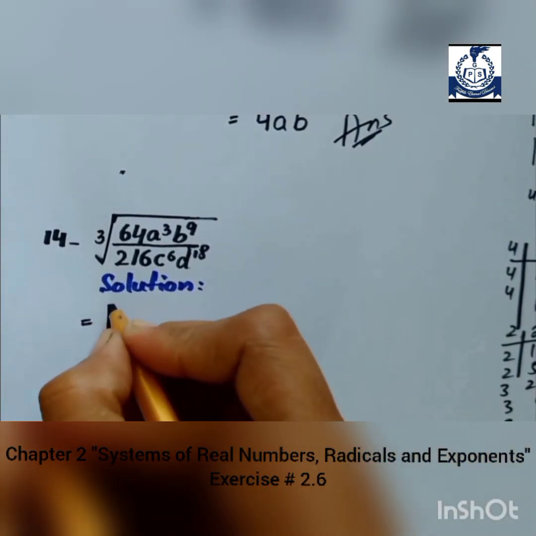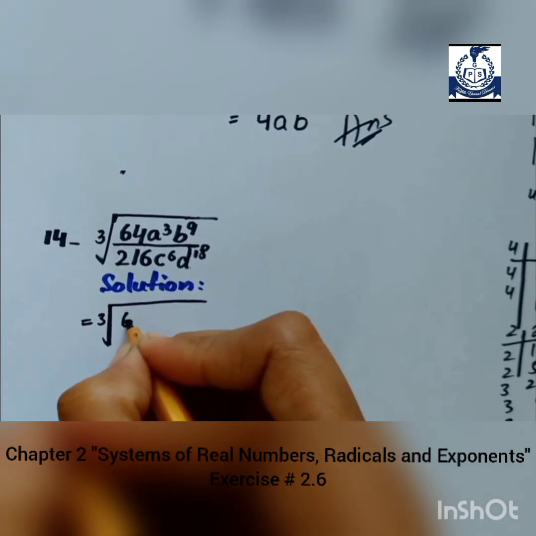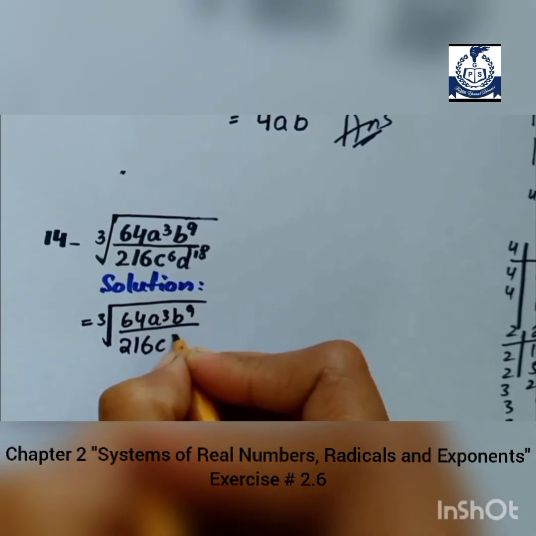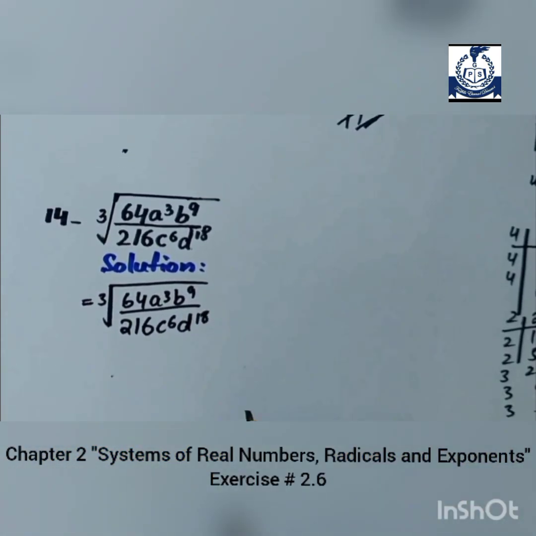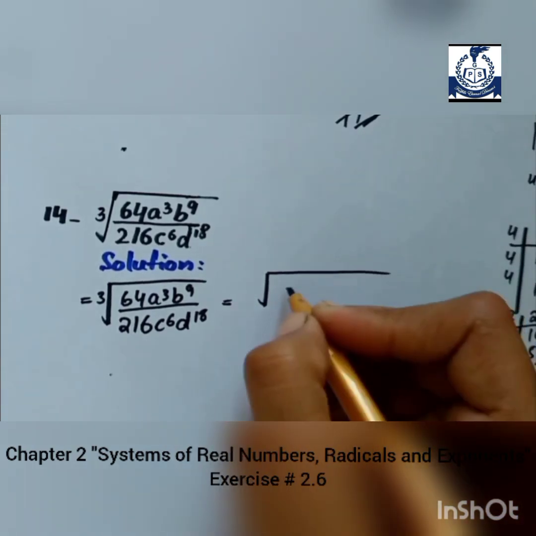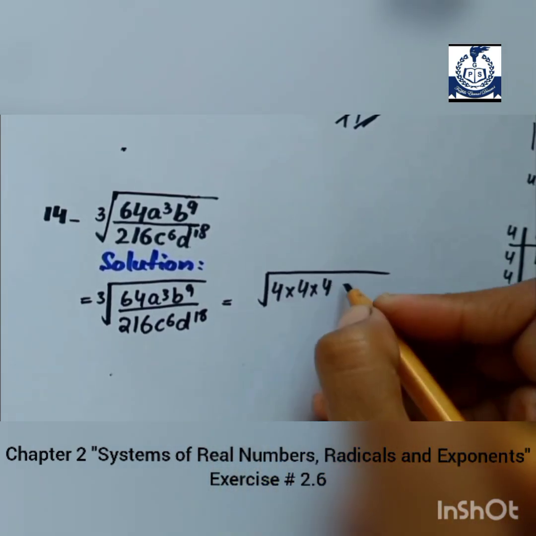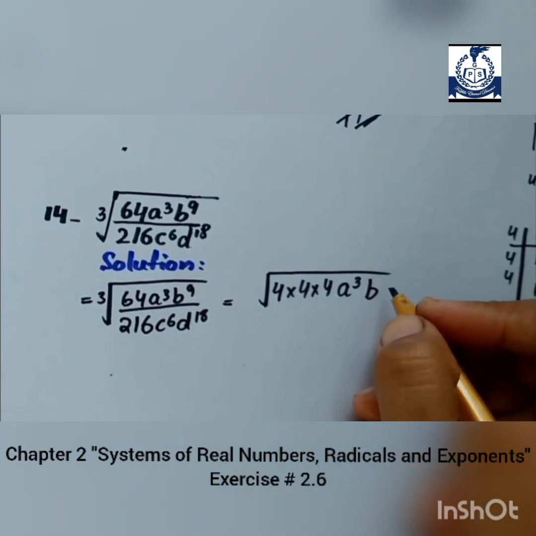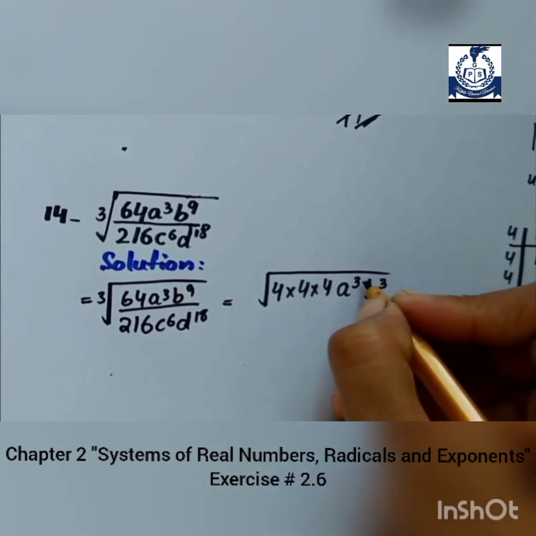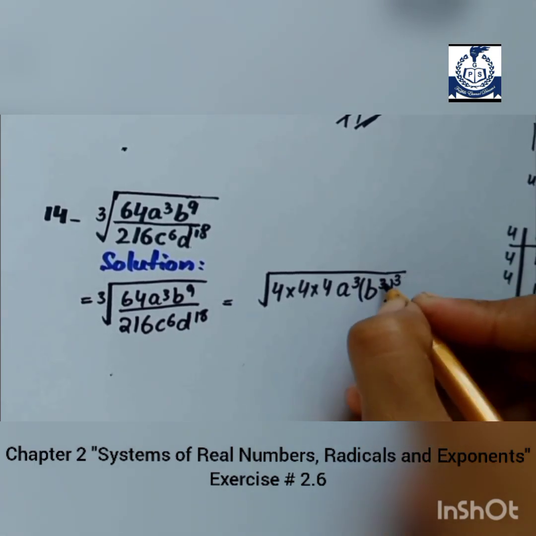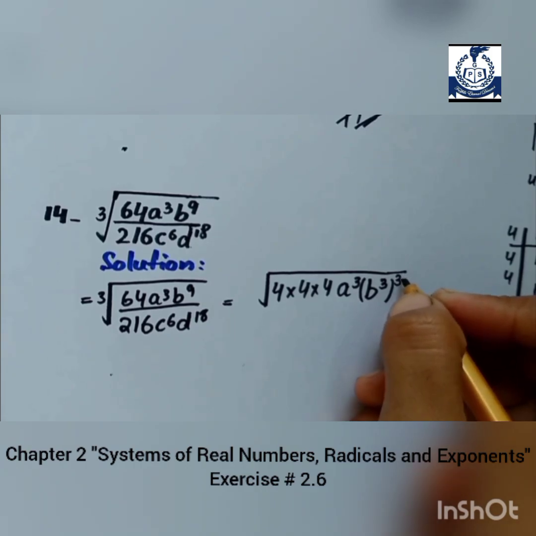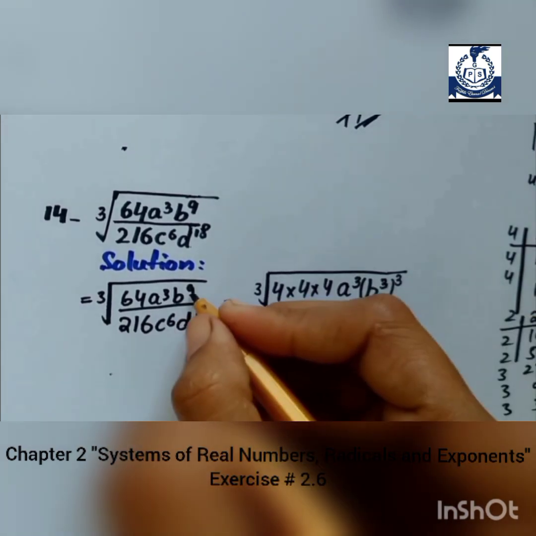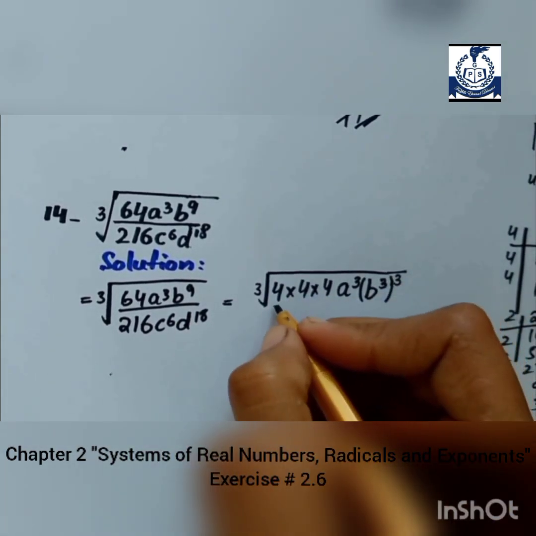So here we write the cube root of 64 a power cube b power 9 divided by 216 c power 6 d power 18 equal to, in place of 64 we write the factors of 64, which are 4 multiplied by 4 multiplied by 4, a power cube and b power 9. So we break it and write 3 multiplied by 3, because we have index 3, so we have to break the power also in cube form. We break the power 3 multiplied by 3 equal to 9. So we broke it and wrote it in cube form.